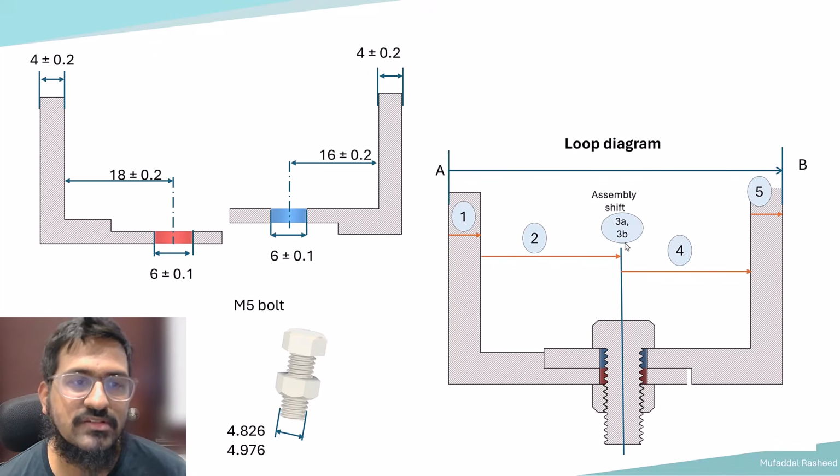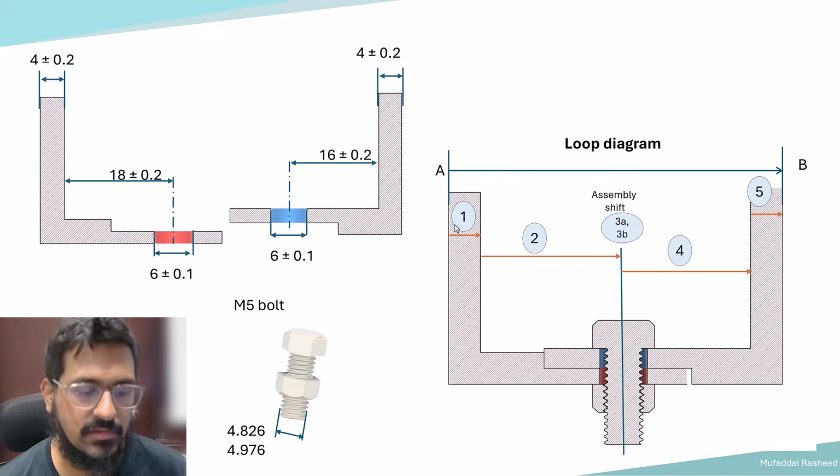And then there are two assembly shifts. We will understand what is assembly shift. Two assembly shifts because there is an assembly shift between the bolt and the red color part and an assembly shift between the bolt and the blue color part. So 3A and 3B, two assembly shifts, and then there is the location of the hole in the blue part and then the thickness of the blue part, which is 5. So 1, 2, 3A, 3B, 4 and 5. These 5 dimensions, these 5 specifications contribute to the overall dimension of A to B, which is the maximum width. So this is the loop diagram.